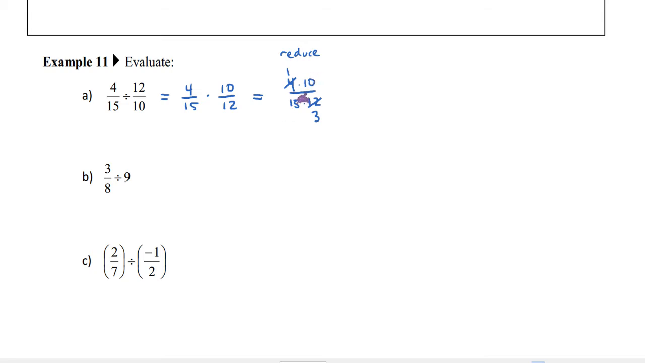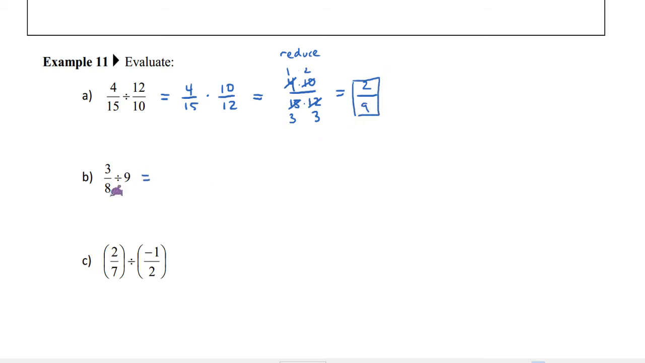And then 10 and 15 both have a common factor of 5 in them, so you could reduce that, right? So if I divided both of these by 5, what would you get? 10 divided by 5 is 2, and 15 divided by 5 is 3. Now this is a lot simpler to multiply, right? 1 times 2 is 2, and 3 times 3 is 9, so you have 2 over 9.